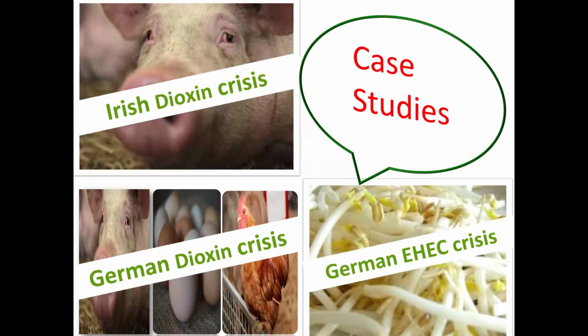So, as part of this project, we looked at 3 case studies. Firstly, we looked at the Irish dioxin crisis in pork, which occurred in 2008. Secondly, we looked at the German dioxin crisis in pork, chicken and eggs, which occurred late 2010, early 2011. And then finally, we looked at the German EUFIC crisis in sprouted seeds, which occurred in the summer of 2011.